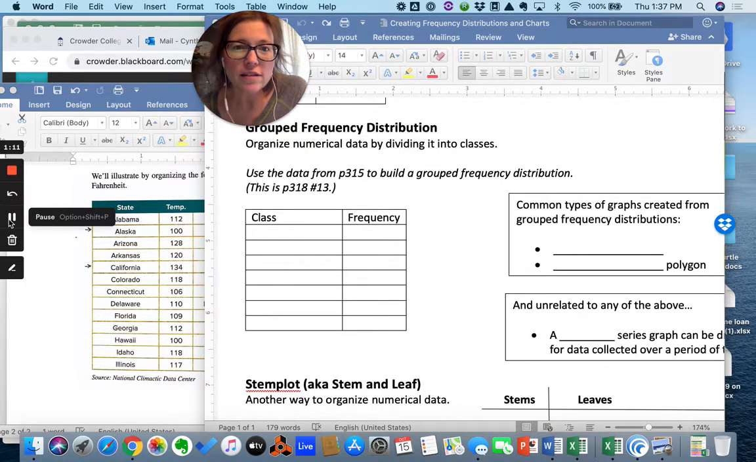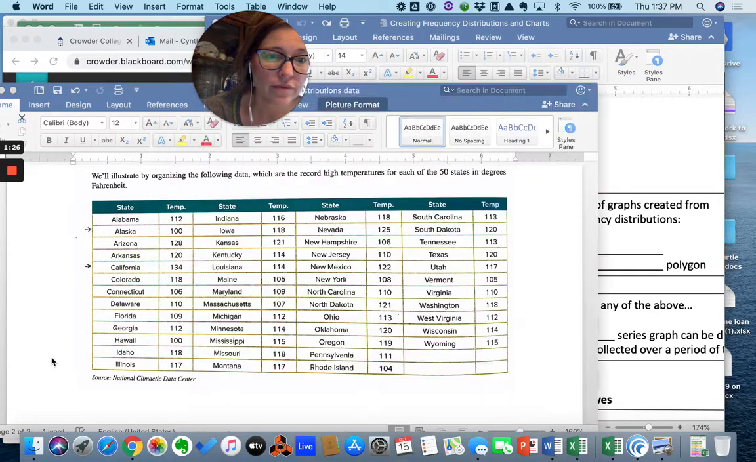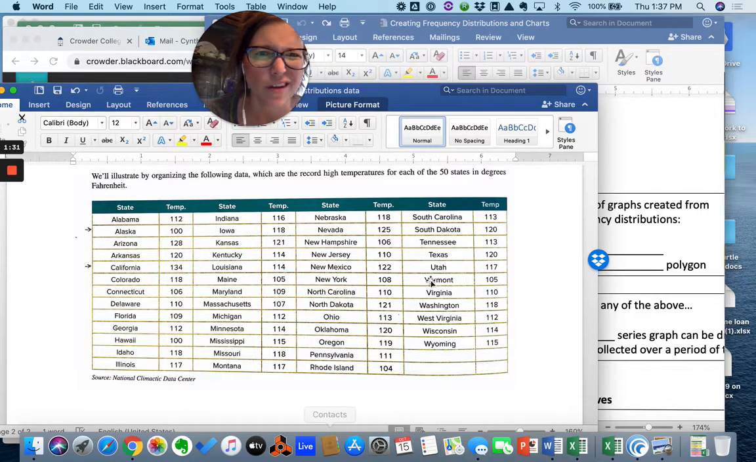We're going to call these grouped sections of numbers the classes. Now, some things to think about when we're making classes. We don't want too few. It looks like our smallest is 100, if you just go through and find the smallest. And then our biggest is 134. If we were to just have two classes, put the bottom half in one and the top half in the other, that's not really telling us that much information. It's not going to be that helpful.